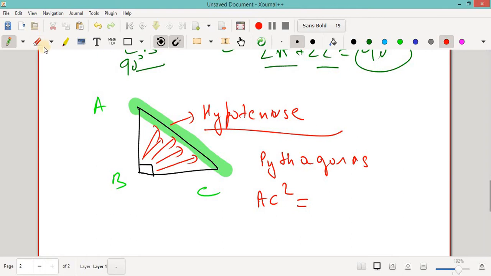Again I repeat, the hypotenuse squared will always be equal to the sum of these squares. So we can say that AC square is equal to BC square plus AB square. This is the Pythagoras theorem. In a simple way, the side that is opposite 90 degrees, that is the hypotenuse, if we square it, it will always be equal to the sum of the squares of the other two sides of the triangle. And a triangle has 3 sides, we know. Done. Now let us move to the next topic.